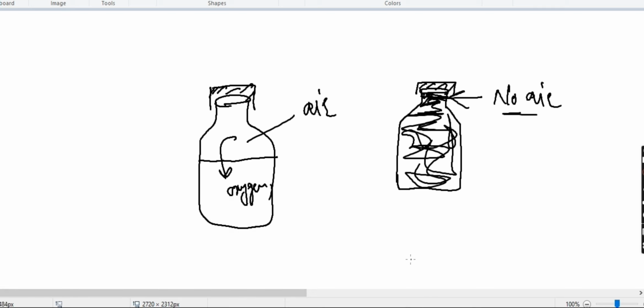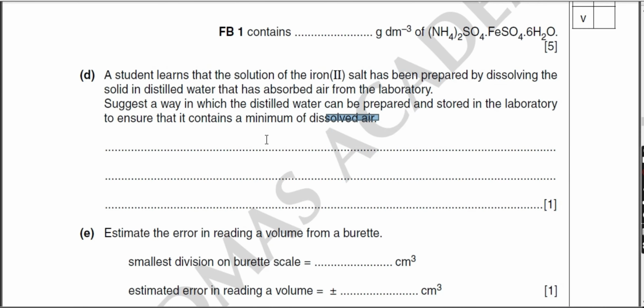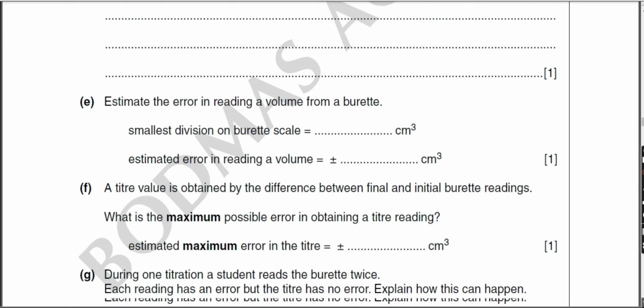Keep the solution warm, because on heating or at higher temperature, the solubility of gases in solution decreases. Solubility decreases when we have a hot solution. So keeping these two ideas in your mind, you can easily answer the question. What was the question? How to avoid the dissolving of oxygen into the solution from the air. So these are the two simplest suggestions.